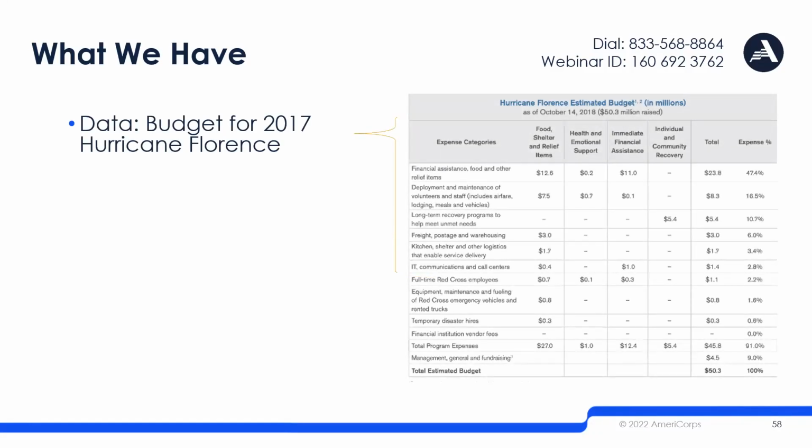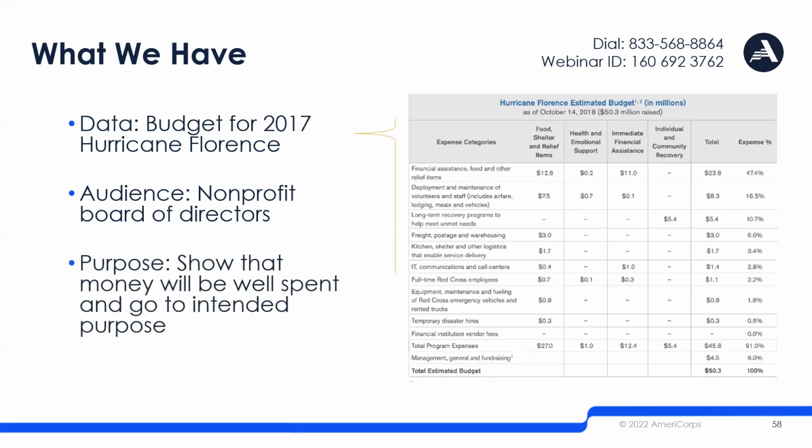This is sort of a proxy for the kind of data you may work with at your own nonprofit, though your project budgets are probably not $50 million. For the audience, we're going to pretend that we want to share this budget data with the nonprofit board of directors. Our purpose is to show that the money will be well spent and go to the intended purpose. And the format is a static chart. Let's say just 1 or 2 slides that are being added to a slide deck for a board meeting.